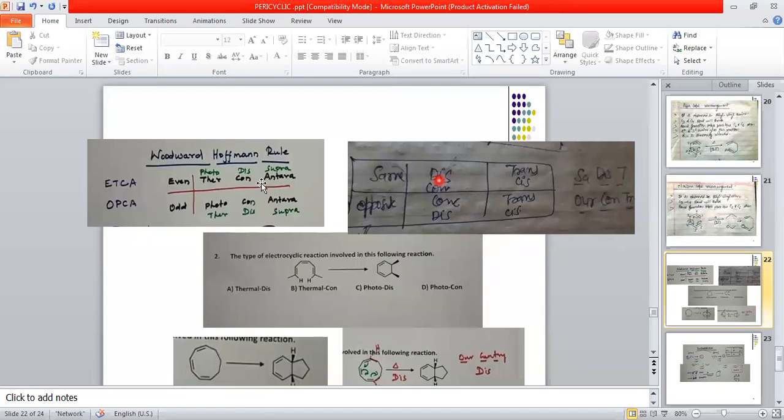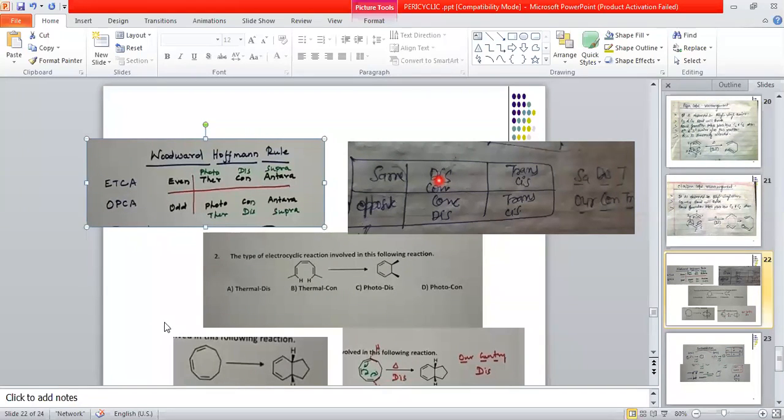Now how can you remember? Just see, you have to learn this particular trick. Here, how many pi bonds are there? 3 pi bonds, which means the number of pi bonds is odd. If it is odd, the condition will be either photo or thermal. But here we have observed which type of rotation there is: dis rotation. In the case of thermal, with an odd number of pi bonds, the condition will be thermal for dis rotation.